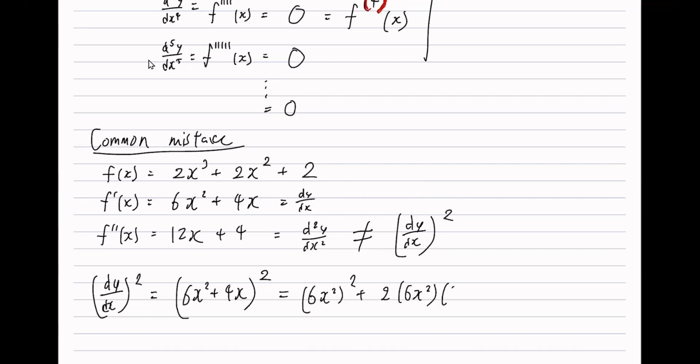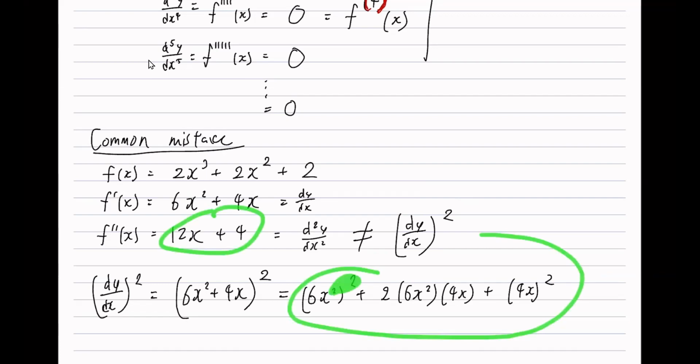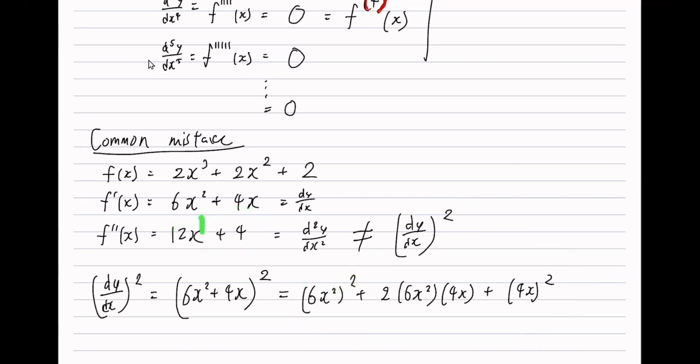Remember the identity? Totally different, right? It is definitely not 12x plus 4. This one 6x squared becomes x power 4. This one x power 1. So they are totally different. Are we clear on that? Okay, now d2y by dx squared is not the same as the square of dy by dx. Don't go and do anything like that. Okay, good. That's one thing carried.